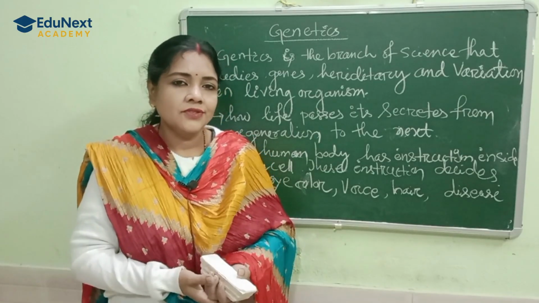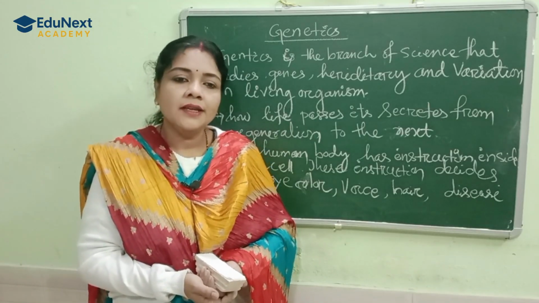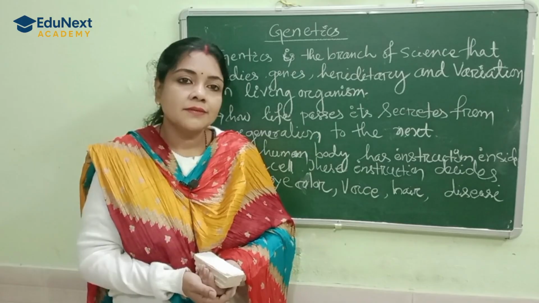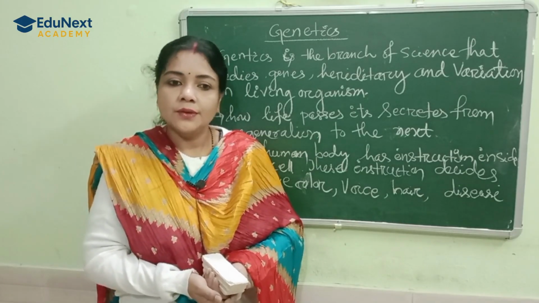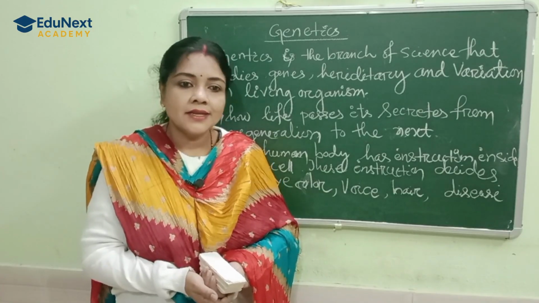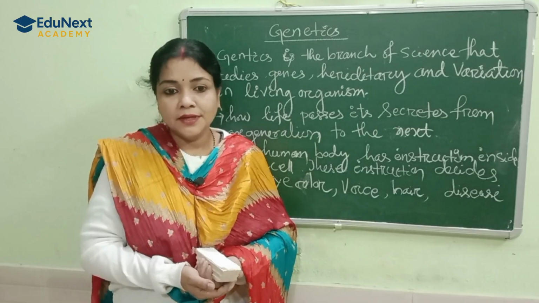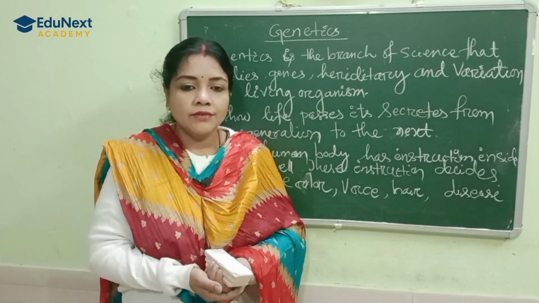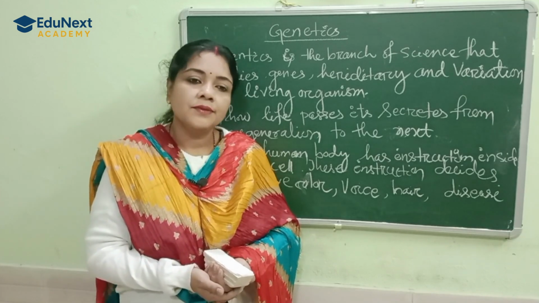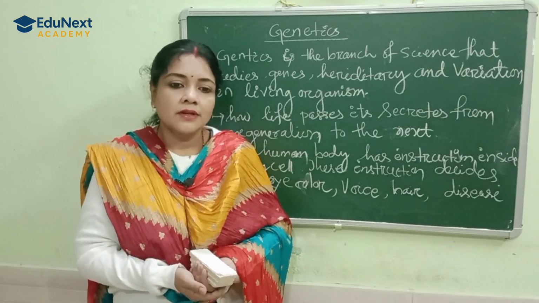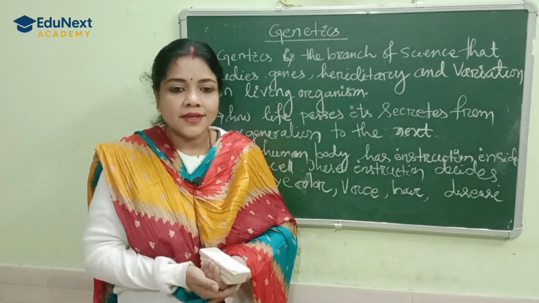You can say life is not just about flesh and bones. In our body, every cell has some instructions, and those instructions decide what our color will be, what our height will be, what our voice will be, and what the quality of our hair will be. Even how our body will fight different types of diseases. So life is a continuous flow of information or instructions that moves from parents to children to the next generation.